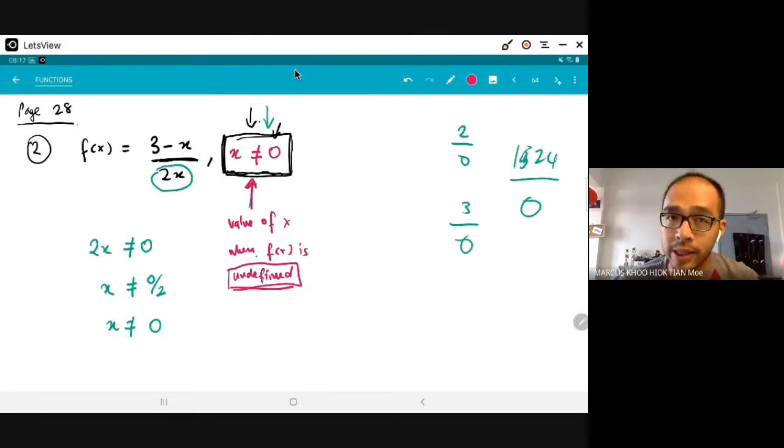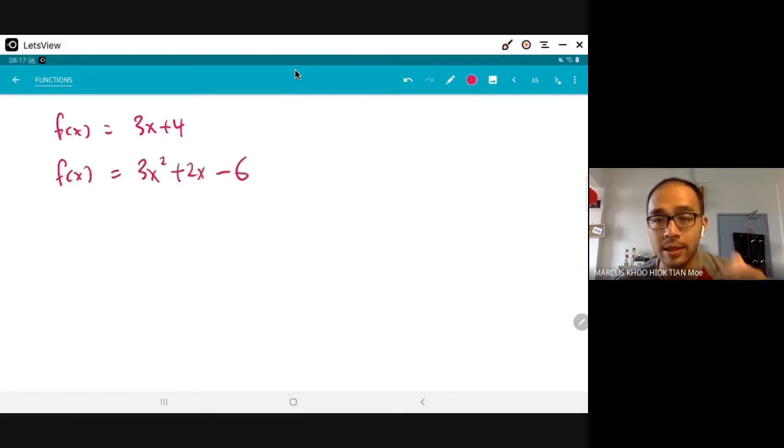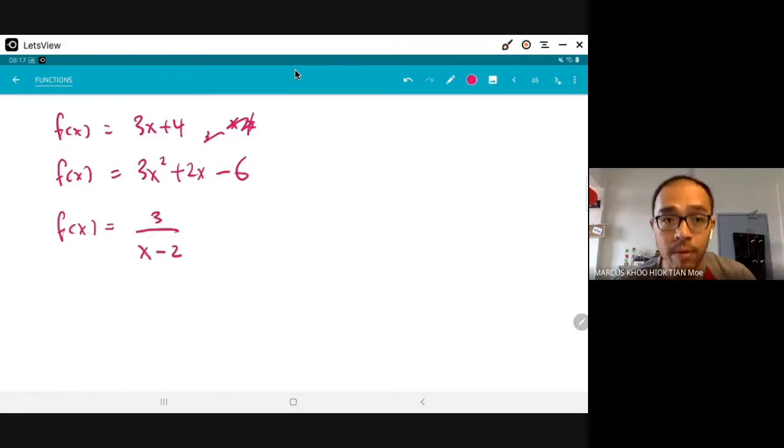And the good news is, as I said just now, ini hanya akan muncul sekiranya ada pecahan dalam function kamu. For example, if your function is just 3x + 4, memang tiada ini. Atau function kamu adalah 3x² + 2x - 6. Ini no problem. Tidak payah ada x tidak boleh sama dengan, sebab dia tiada pecahan. The only problem comes if there is a pecahan. For example, f(x) = 3 / (x - 2). Ini memang akan ada x tidak boleh sama dengan sekian berapa.